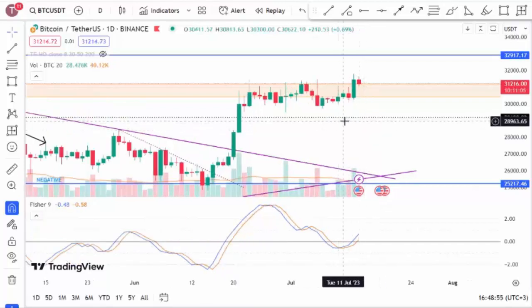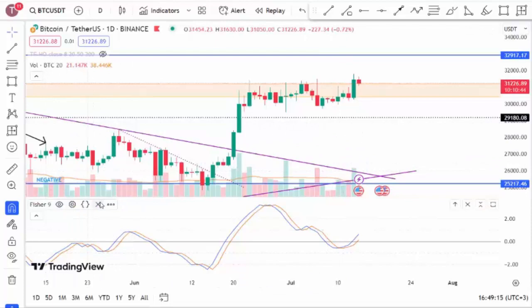Looking at the Fisher indicator, we can say that it gave us a slight buy signal by creating a nice breakout around July 11th. However, there hasn't been much movement in price following this signal. But of course, it could rise in the coming days, so it's worth keeping an eye on.